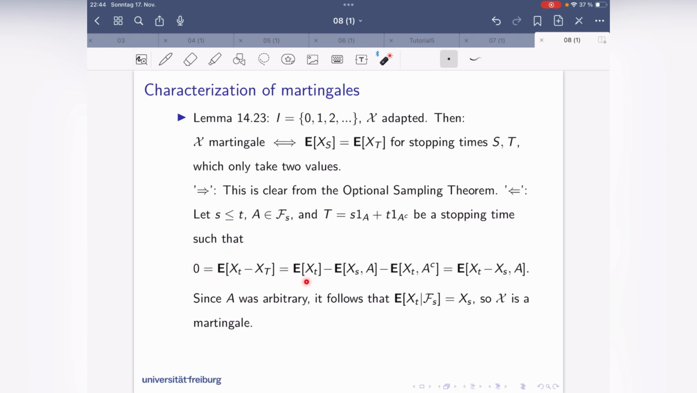Okay, the expectation of X_T is here, and the expectation of X_{S_1}. There are two cases. Either A occurs, then I have an X_S here, or A does not occur, then I have X_T here. And something goes away. So this here stays, and the expectation of X_T minus the expectation of X_T on the set A complement is the same as the expectation of X_S on the set A. And since A was arbitrary, we know that the conditional expectation of X_T given F_s must be X_s. So X is a martingale. So that was this thing here.